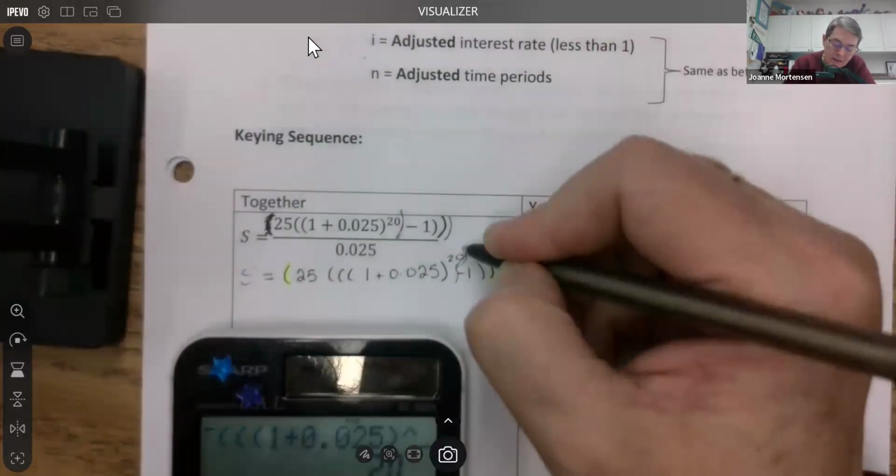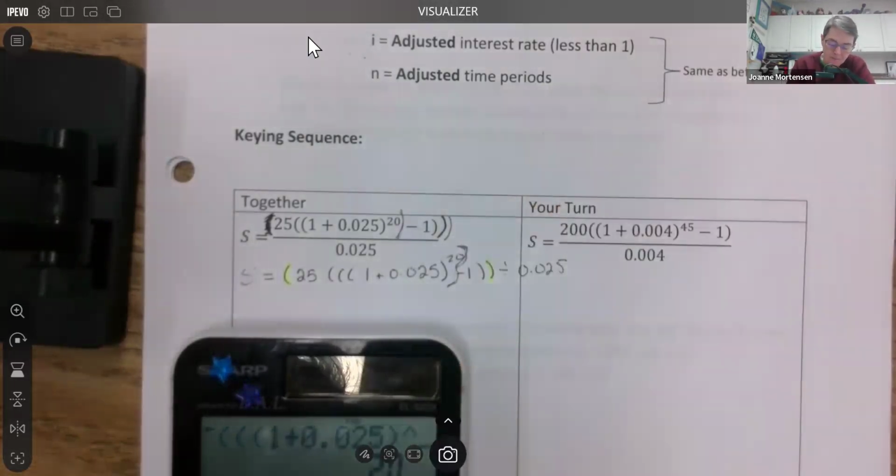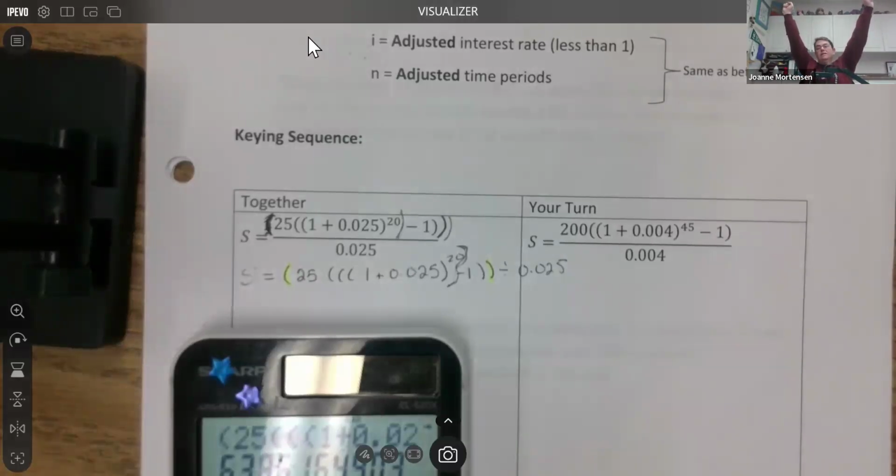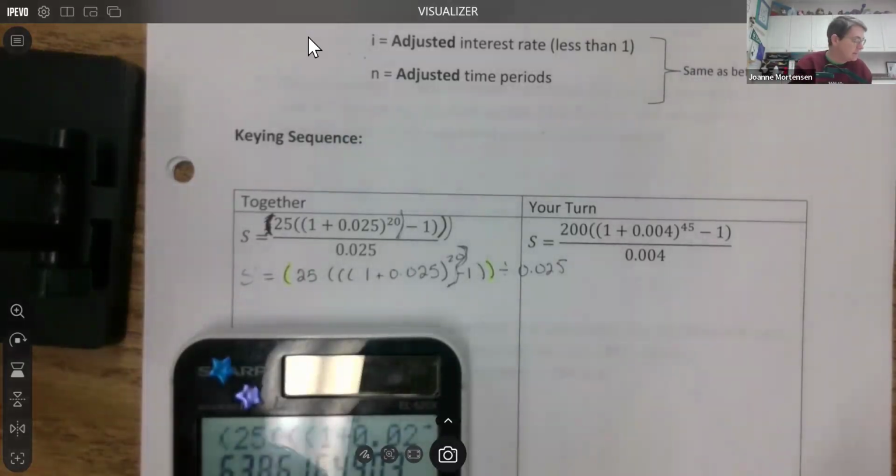That doesn't look anything like a bracket. Let's make that like that. Okay, now I'm going to put a bracket there. Then I'm going to go minus 1. And then I'm going to go bracket, bracket, and then I'm going to divide by 0.025. And it equals, I'm going to go, yes! Yes, third time is indeed the charm, now that I've got such a mess there. And it should be $638.62.